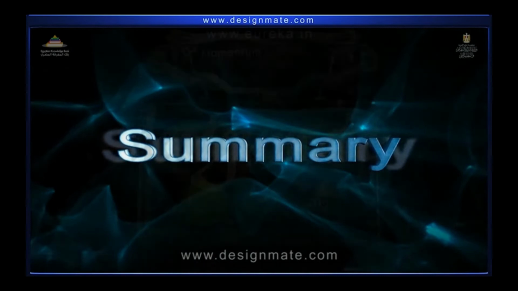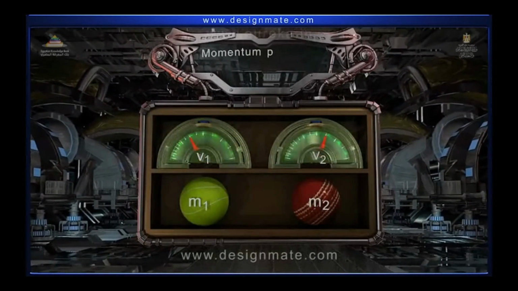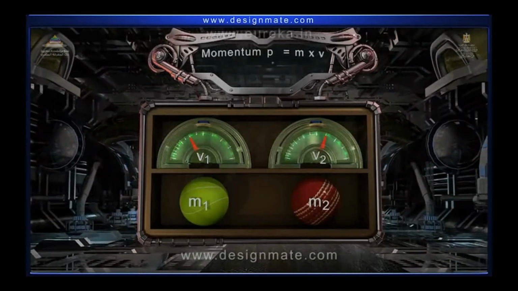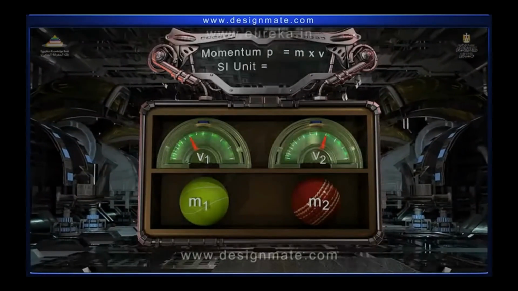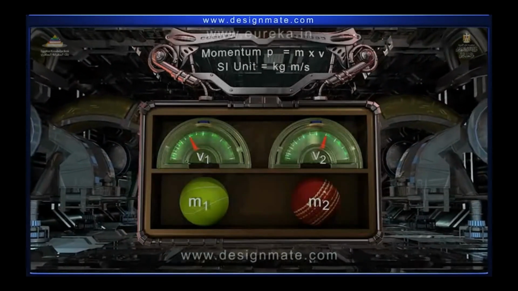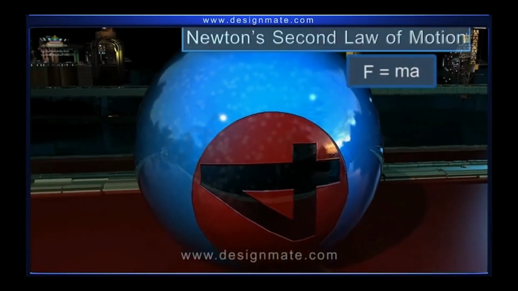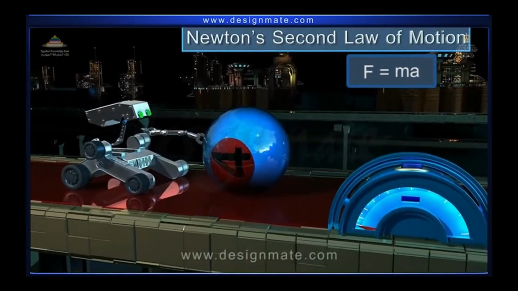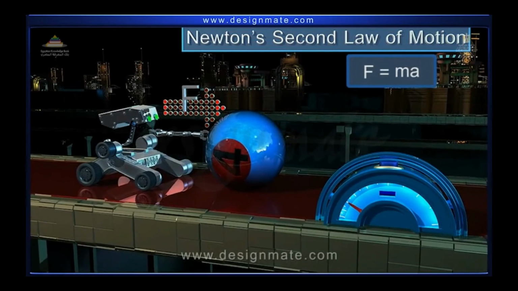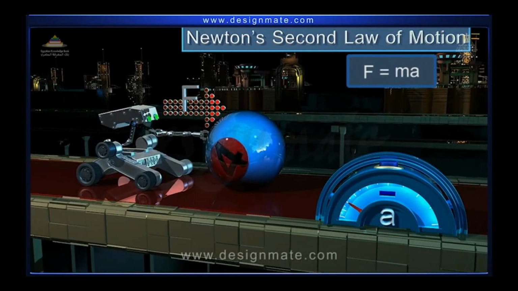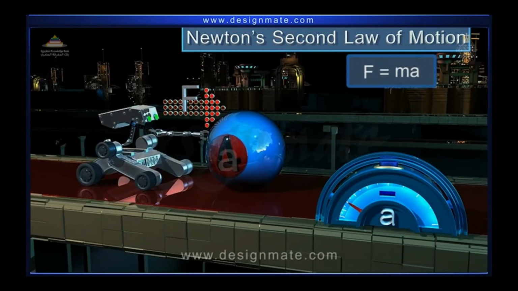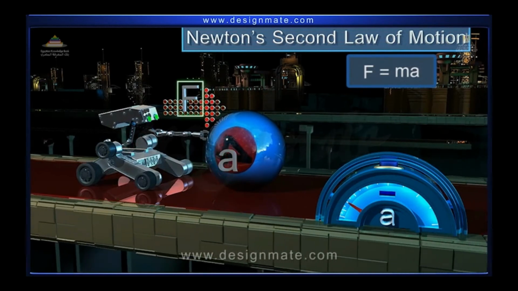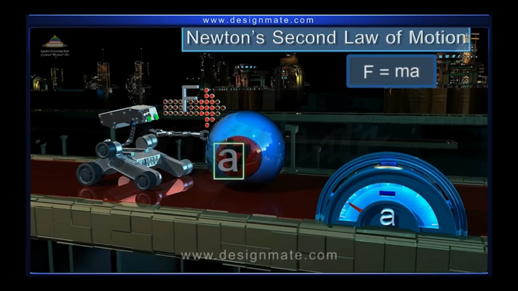Summary. The momentum p of a body is defined as the product of its mass m and velocity v. The SI unit of momentum is kilogram-meter per second. Newton's second law of motion states that the rate of change of momentum in a body is proportional to the unbalanced force acting on it, and it takes the direction in which the force acts. And Newton's second law of motion gives us the relation between the force acting on an object and the acceleration produced in it.